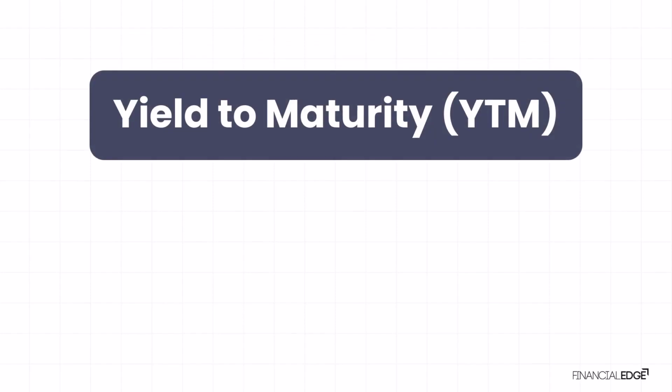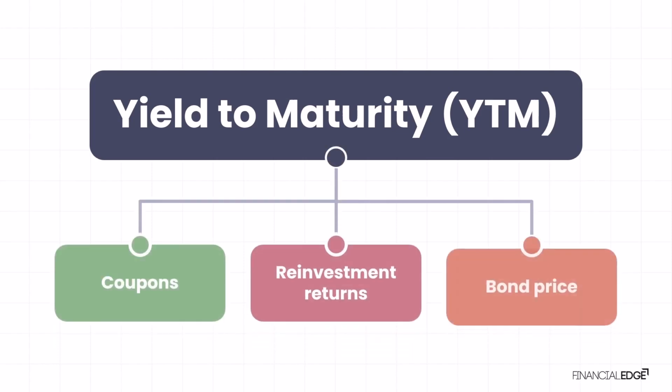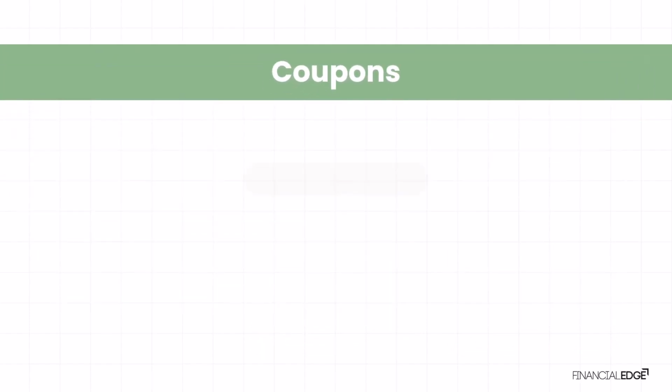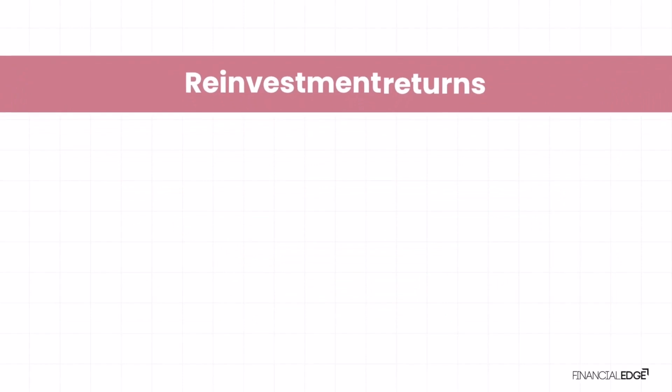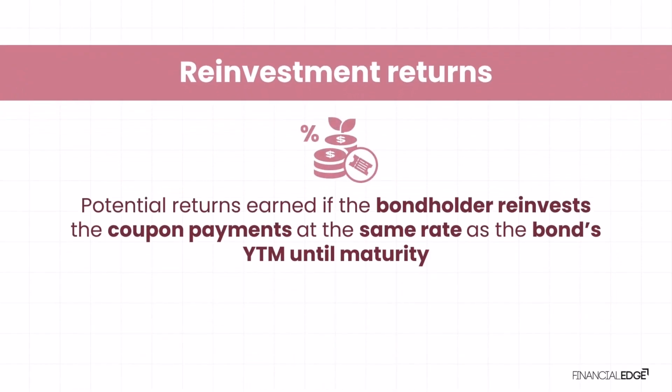Given its importance for market participants, let's take a closer look at yield to maturity. Yield to maturity consists of 3 key components: the coupon payments, reinvestment returns, and changes in the bond price. Coupon payments are the periodic interest payments made by the bond issuer to the bondholder, which are a primary source of return. The term reinvestment returns refers to the potential returns earned if the bondholder reinvests the coupon payments received at the same rate as the bond's yield to maturity until maturity.